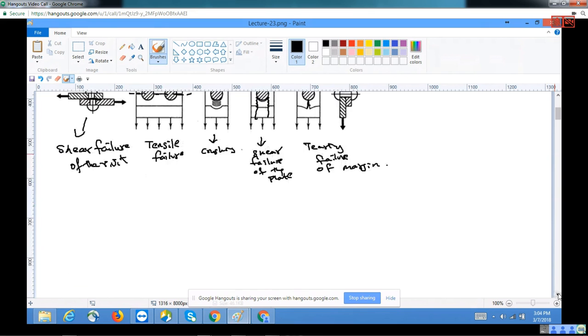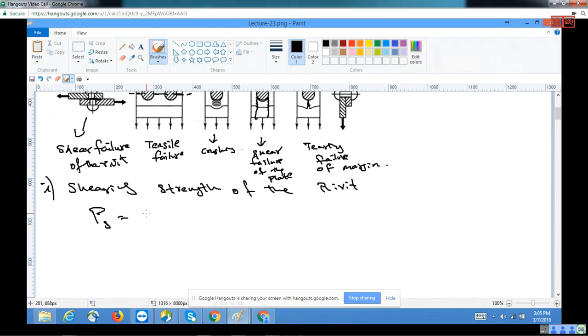Important are the shear failure, tensile failure, and the crushing failure. So we will note down the typical formulas that we need to use to determine the strength in these three failure criteria. The first one is the shearing failure. For that we need to know the shear strength of the rivet.